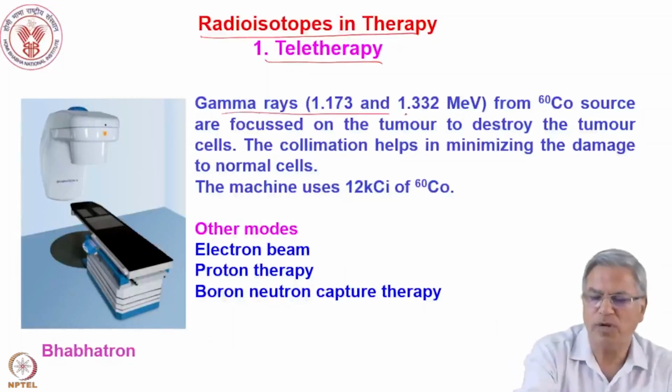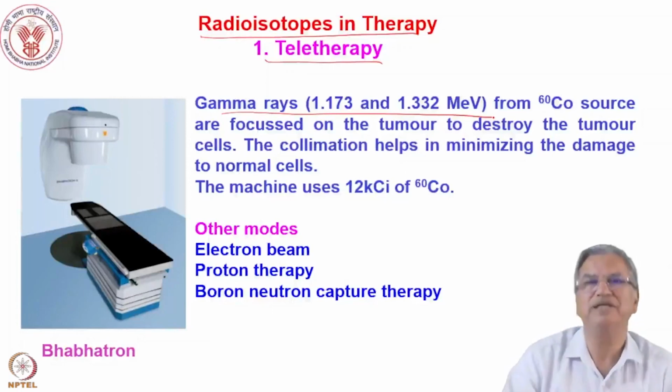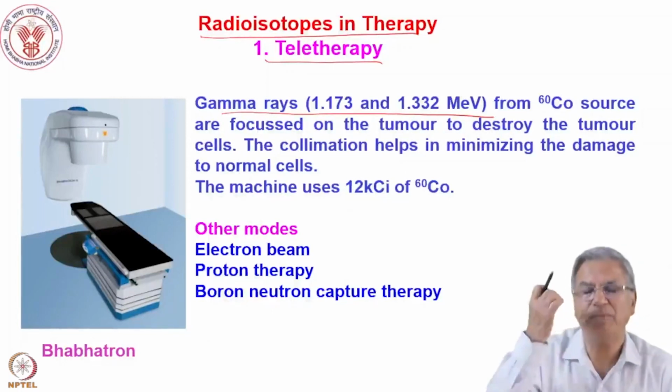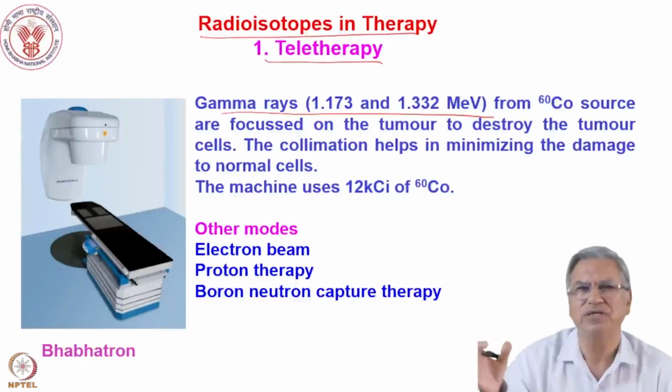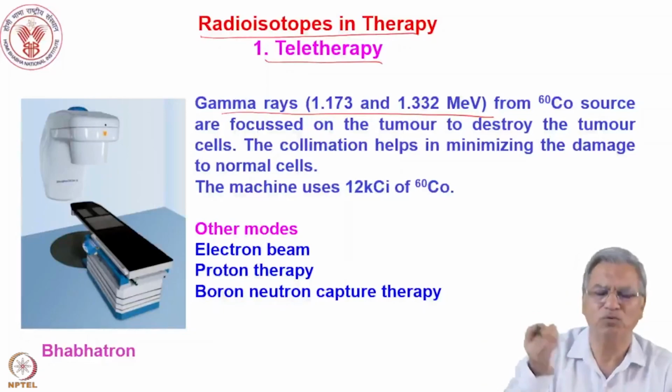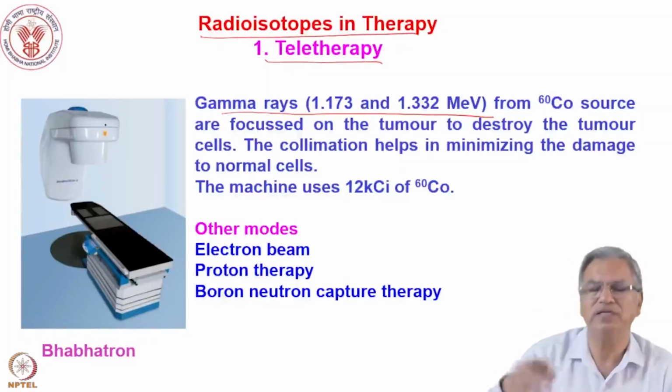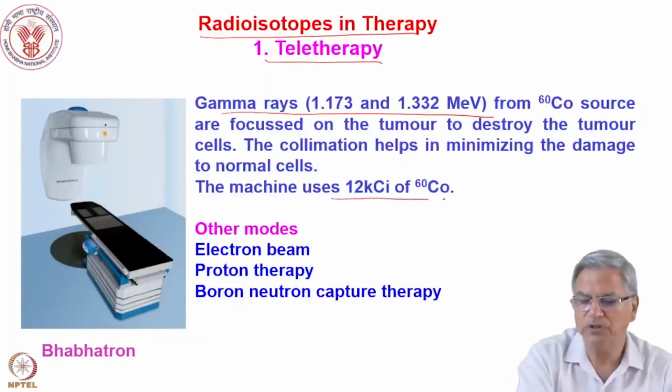People use a cobalt-60 source, which emits high energy gamma rays of 1.17 and 1.33 MeV. The gamma rays are focused onto the tumor, so you have to put the source in the proper shield and allow only a beam of gamma rays to come out. Though the gamma ray is emitted in all directions, you are collimating it to reach a particular tumor. There is a huge activity required, because you cannot focus the gamma ray, you can only collimate. So about 12,000 curie of cobalt-60 is used in one machine for teletherapy.